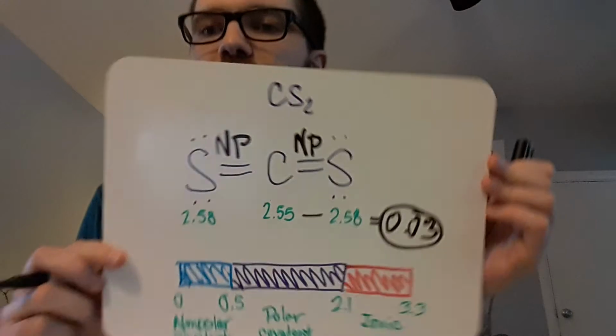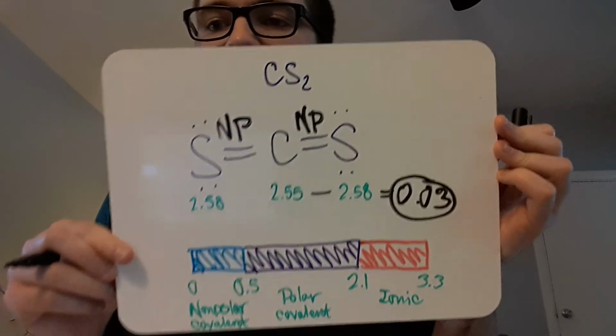So let's write that. Let's write nonpolar, NP. So those would both be nonpolar because the electronegativity difference is so small, because those atoms both want electrons about equally. Neither is really stronger than the other, so neither is pulling electrons more, so it's going to be a nonpolar covalent bond.